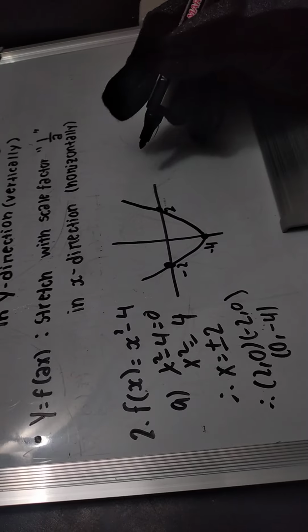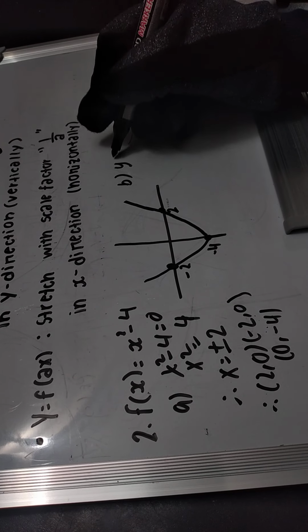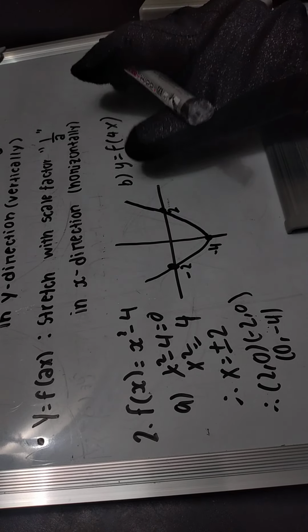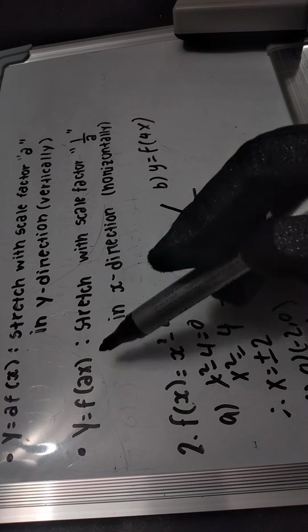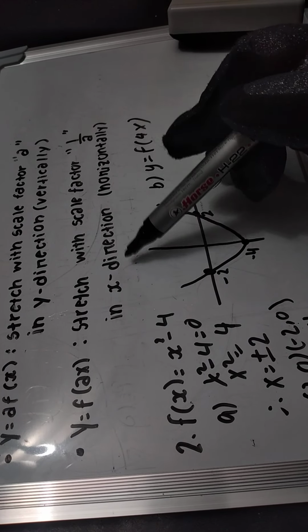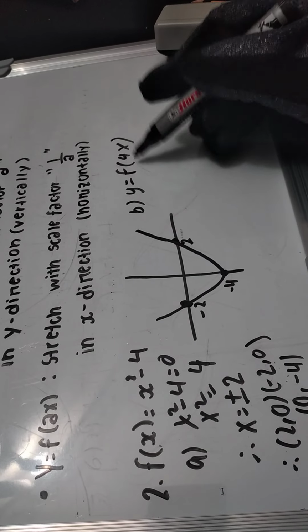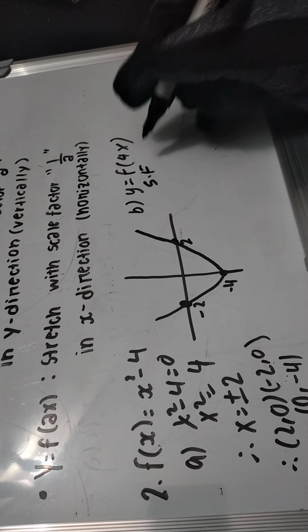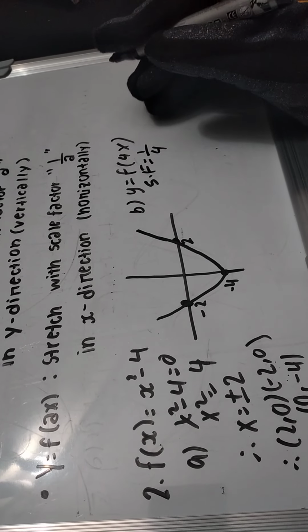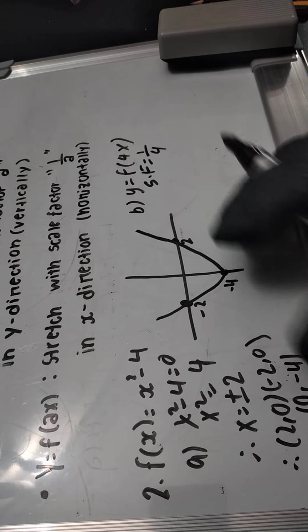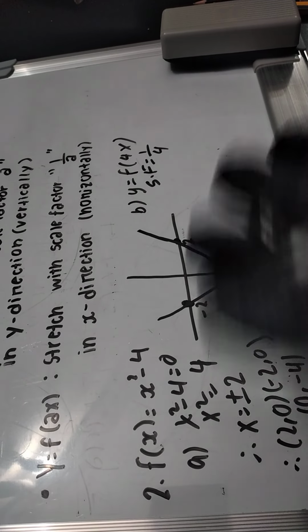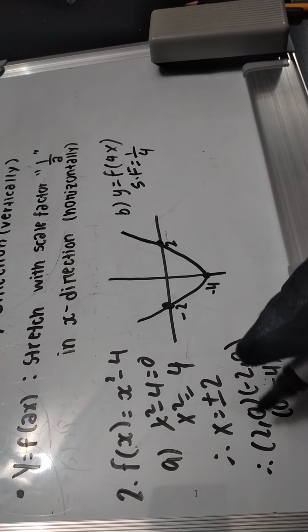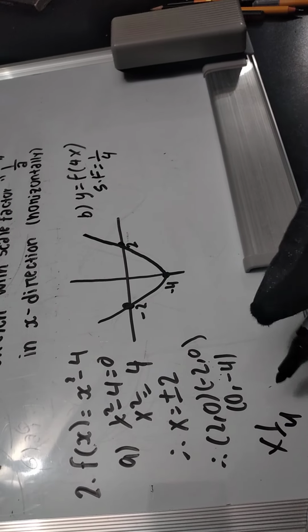Okay. Now part B asks for y equals f(4x). We can see this follows the transformation where the stretch will be horizontal, in the x direction, as it's with x inside the bracket. So the scale factor as per the formula will be 1 by 4, and we will multiply this with the x coordinates only, because y will not change, as it's stretching only horizontally, not vertically.